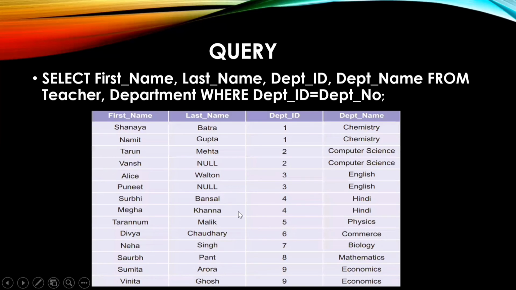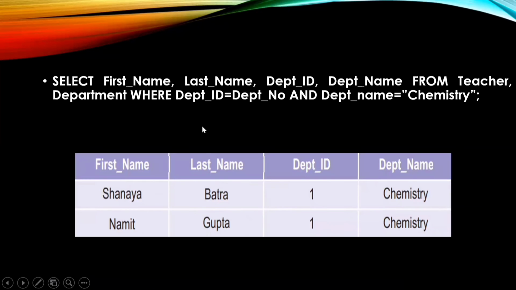Okay. See here, select first name, last name, department ID, department name from teacher, department. Teacher is one table, another table is what? Department. Some condition where department ID equal to department number. So department ID equal to department number to join the teacher table and the department table, and immediately you get the result like this. Okay. Next, let us see another query.